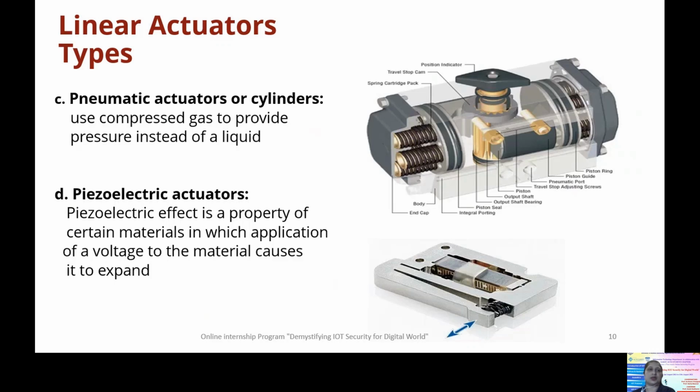And the last one is the piezoelectric actuators. The piezoelectric effect is a property of certain materials in which the application of a voltage to the material causes it to expand, which may be needed inside your printer.